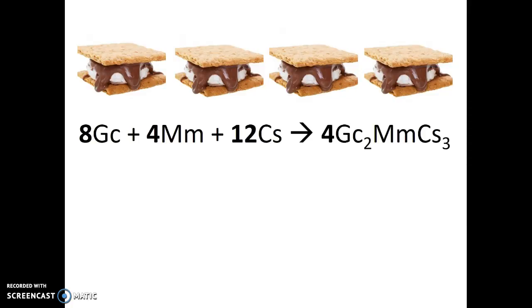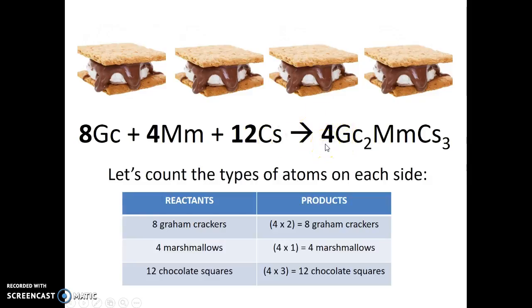Okay, so what you should have are your coefficients from before multiplied by 4, because you need 4 over here. And if you count the atoms on each side, because you have 4 times 2 graham crackers on the right, you need 4 times 2 or 8 graham crackers on the left. So you need your 2 to become an 8, or in other words, multiply by 4.